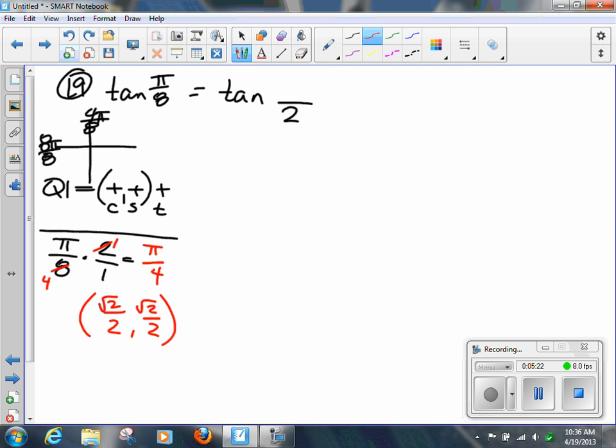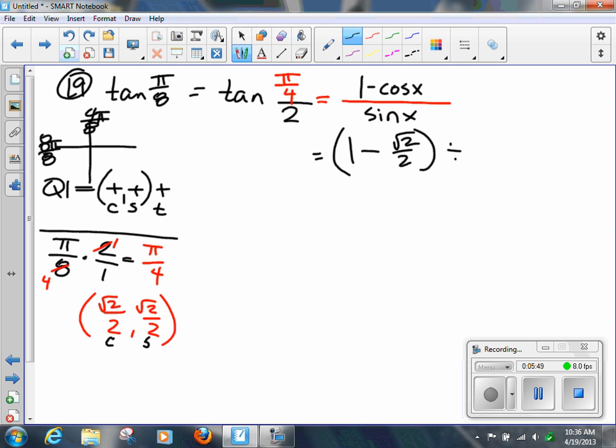The tangent formula, changing gears. Tangent formula is this. I think it's 1 minus cosine over sine. Somebody please, that's from memory. Please check that, make sure that's right. Okay? Again, what we're doing, here's your cosine value, here's your sine value. 1 minus, my cosine value is root 2 over 2. I'm going old school and I'm dividing it by the sine value, which is root 2 over 2. Everybody cool?